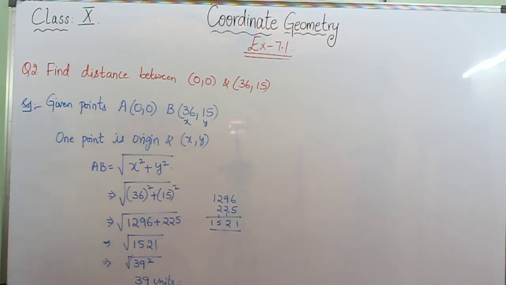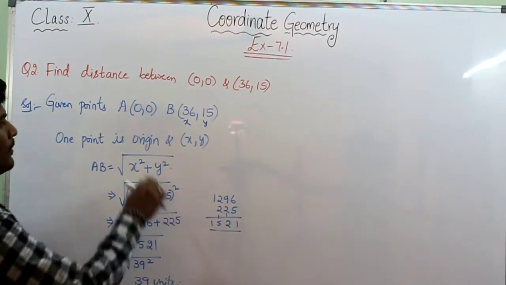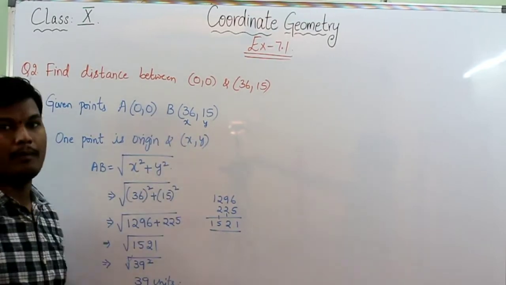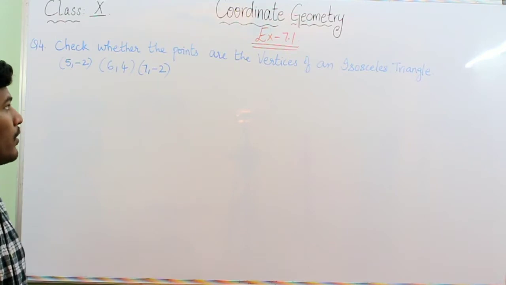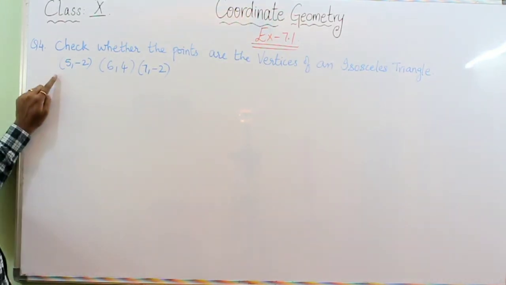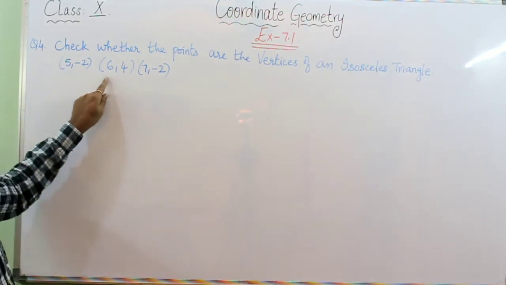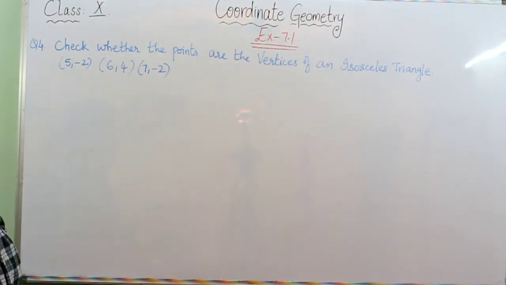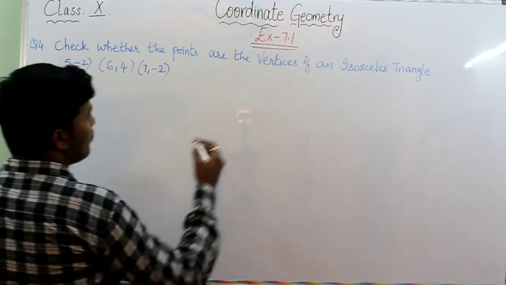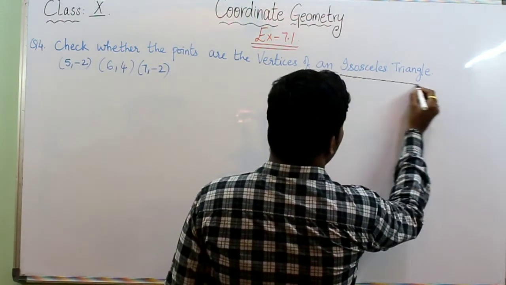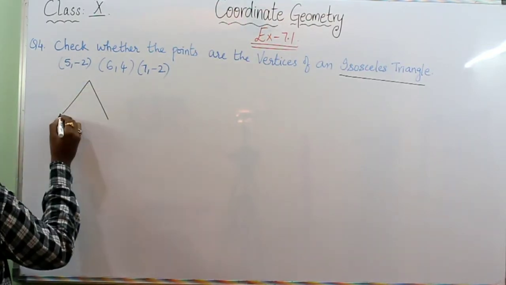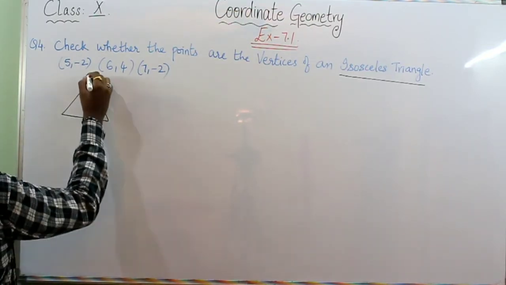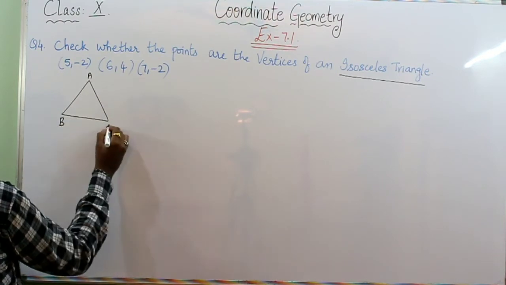So this is how we solve a problem when we have one point as origin and the other as x comma y. Now the next question is, check whether the points are the vertices of an isosceles triangle. So the given points are 5 comma minus 2, 6 comma 4, 7 comma minus 2. Now what is an isosceles triangle? If any two sides of a triangle are equal, then we say that it is an isosceles triangle.